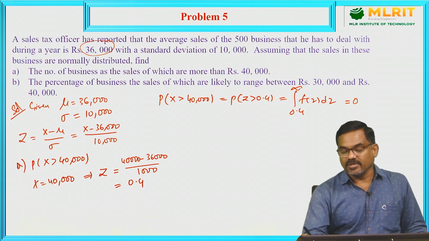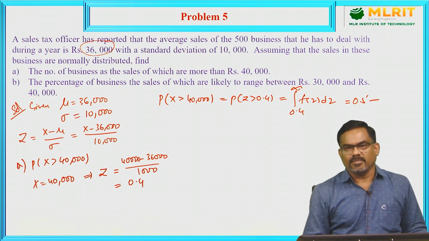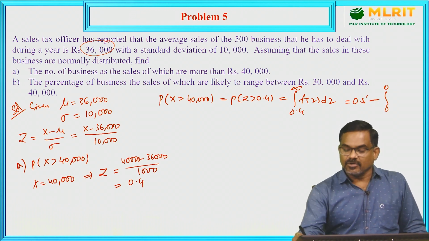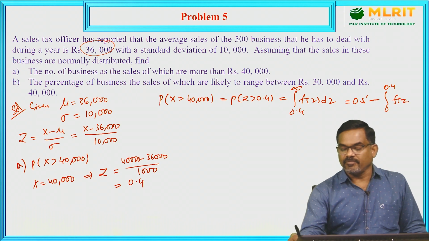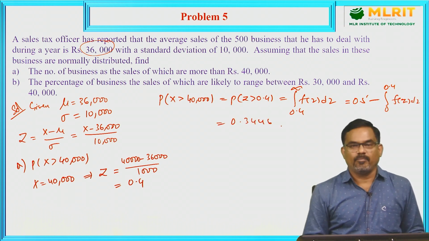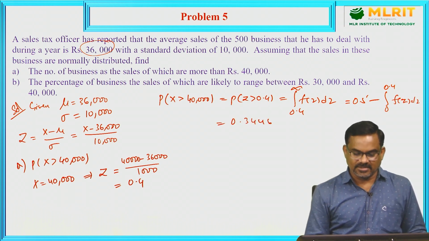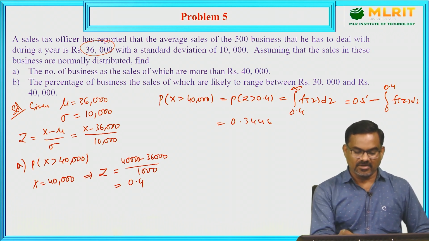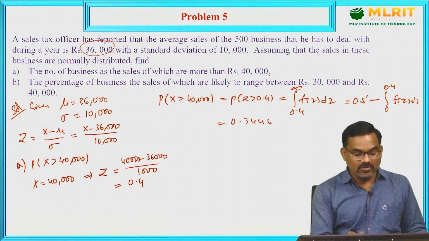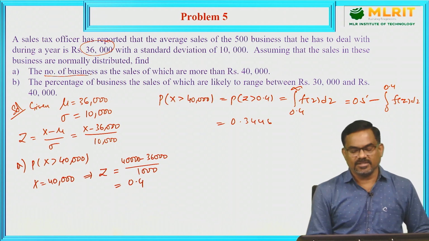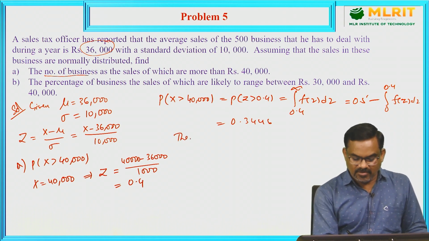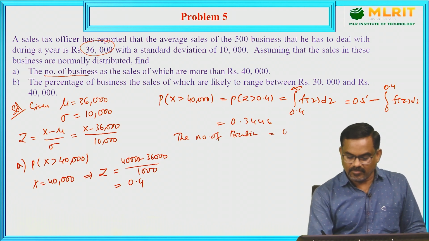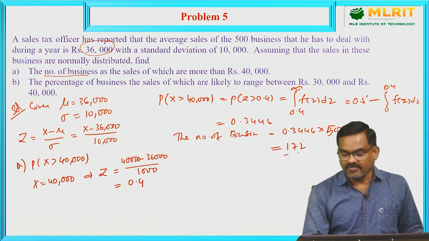Which can be obtained by subtracting the area from 0 to 0.4 from 0.5, which results as 0.3446. And the question is the number of businesses the sales of which are more than 40,000. So we need to calculate the number of businesses. The number of businesses is equal to 0.3446 into 500, which results as 172.